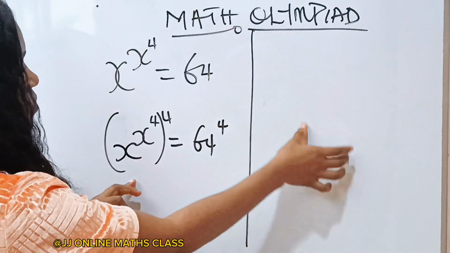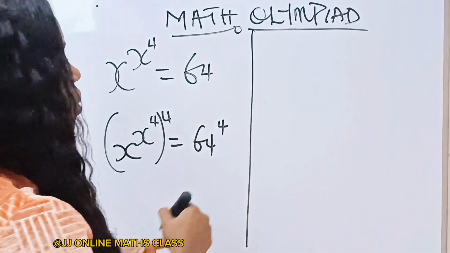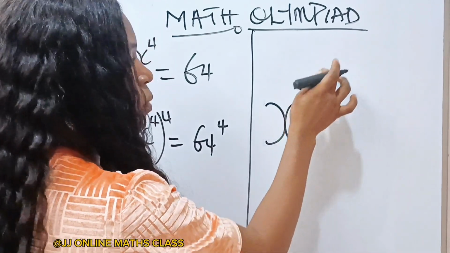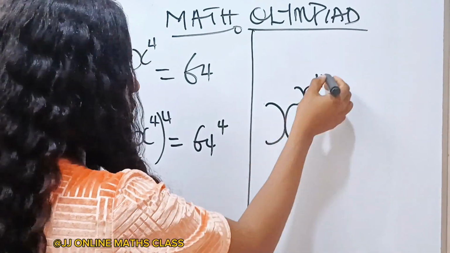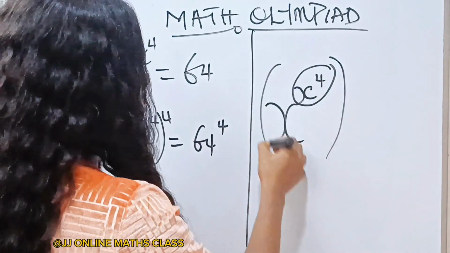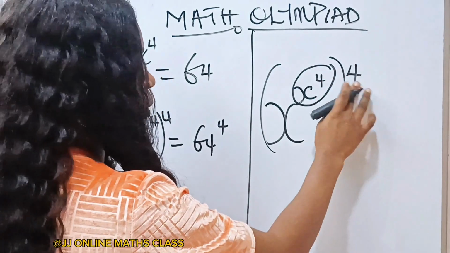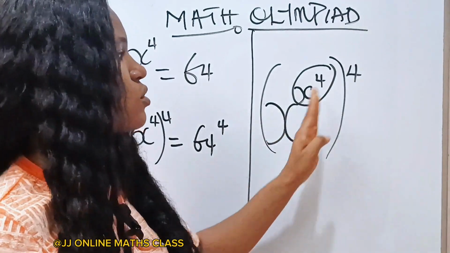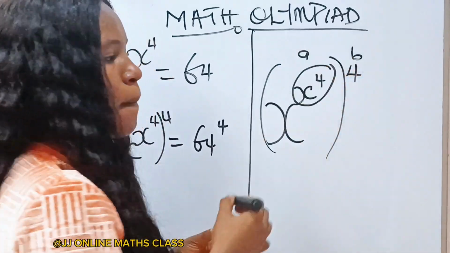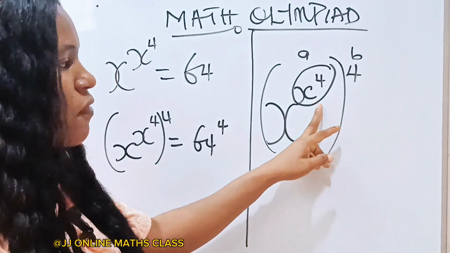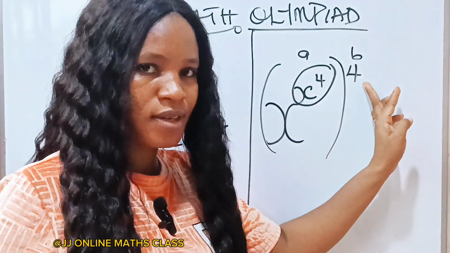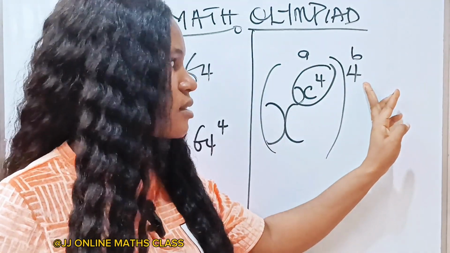If we look at what we have here, let me analyze it first before I start writing it down. We have x raised to the power of x to the power of 4. That means this x is raised to this power. Now, since we now raise this to the power of 4 again, that means this is our a and this is our b. This is the first power of x and this is the second one.